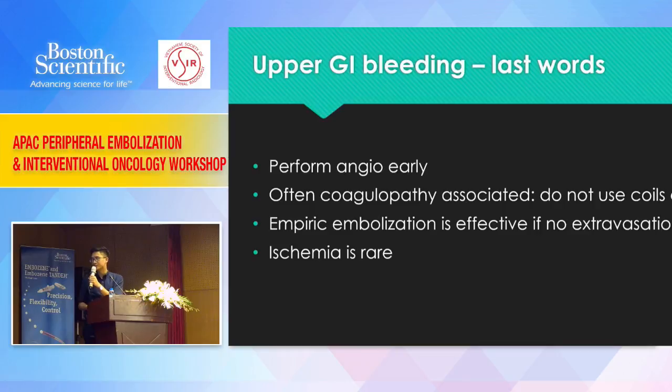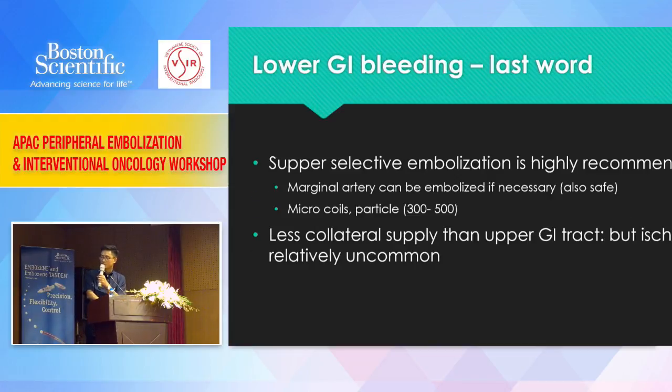Empiric embolization is used when sometimes we don't see extravasation or the lesion on the angiography, but on endoscopy they show very well the position of the bleeding, for example the fundus of the stomach. So we just occlude the left gastric artery. With upper GI bleeding, we very rarely see the complication of ischemia.